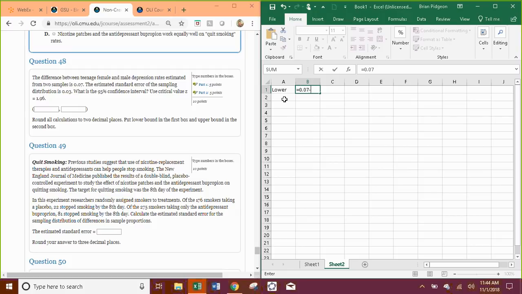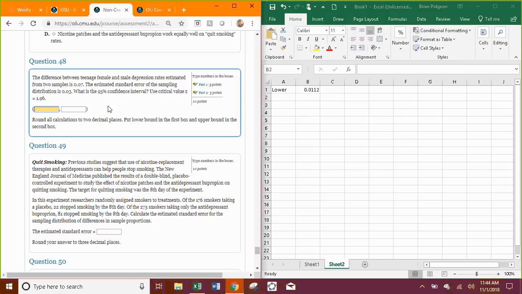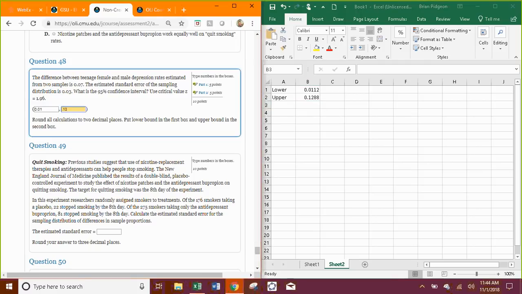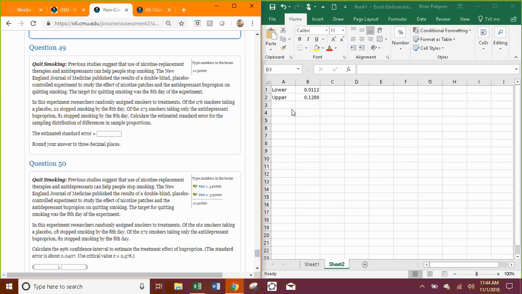Well, this is easy. We take our point estimate, which is the difference, 0.07. We subtract our z-score times the margin of error. To 2 decimal places, 0.01. And we do the same thing, but we just add instead. We do 0.07 plus 1.96 times 0.03. 0.13.